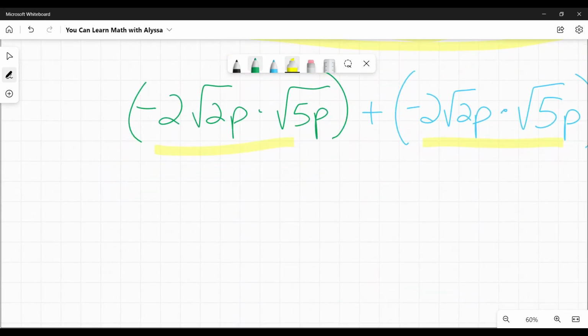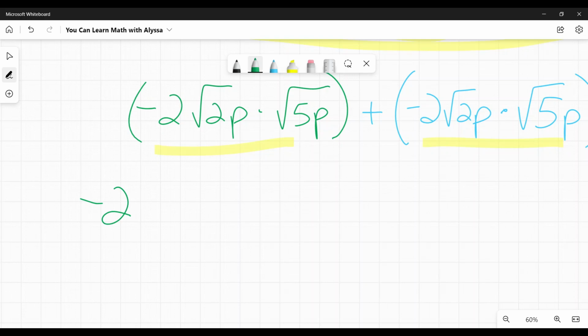All right, our first one, -2 square root of 2p times square root of 5p. They are both square roots, so we can combine, and there is no number in front of here, so the -2 is not going to be multiplied by anything. It's just going to be by its little lonesome.